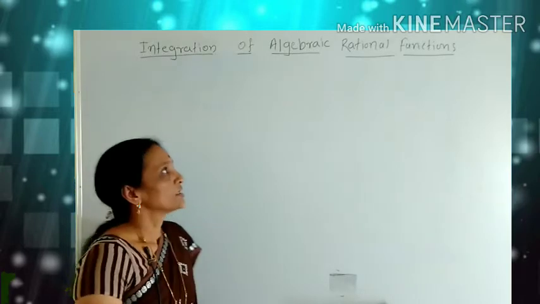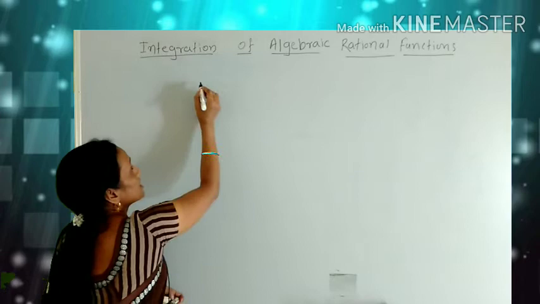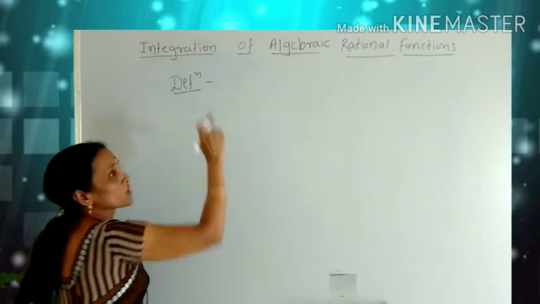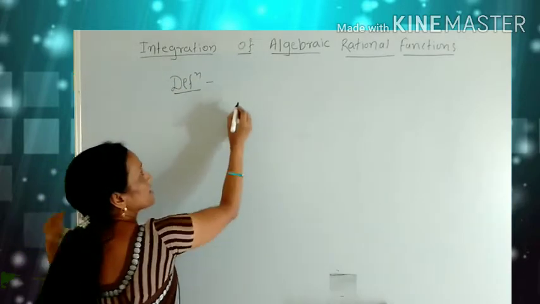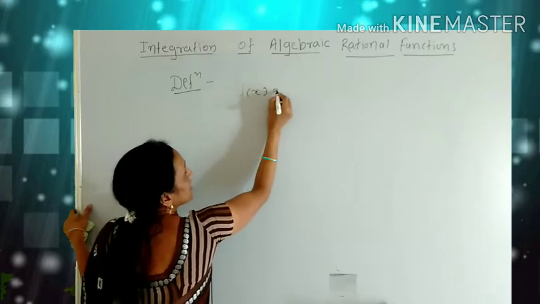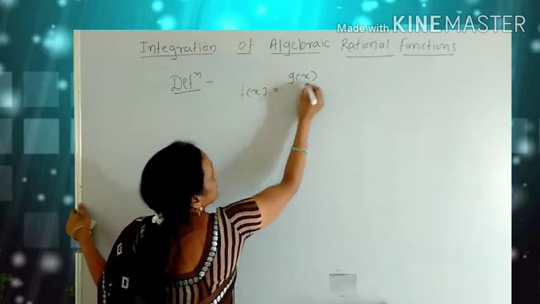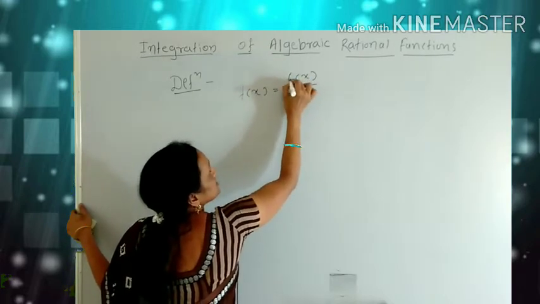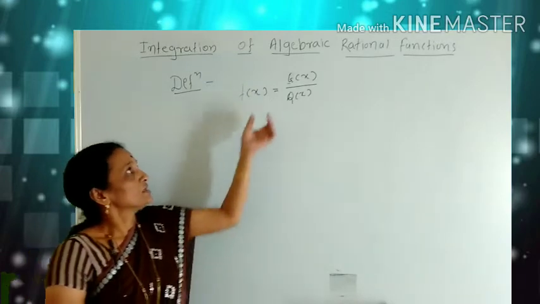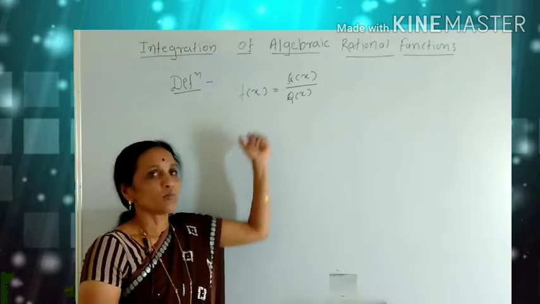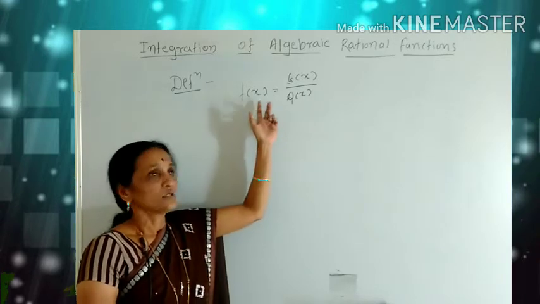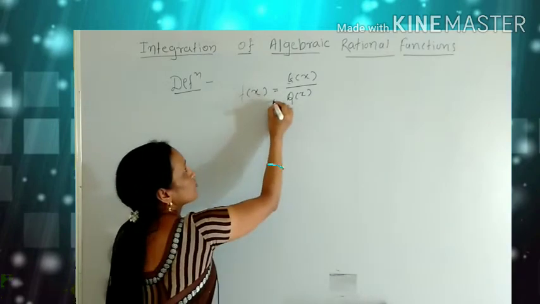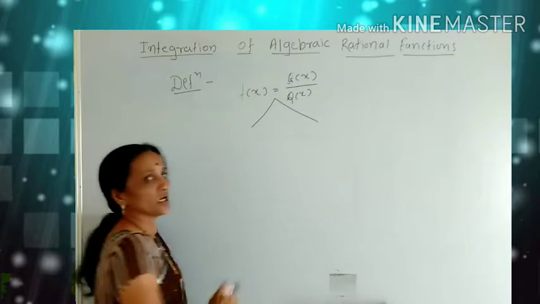Now let us start. First we define the rational function. In the definition we consider, suppose f(x) is a function defined by g(x) divided by q(x). Here we denote this as the capital Q(x). In this case, this type of function is said to be a rational function. Here the rational function is divided into two parts.